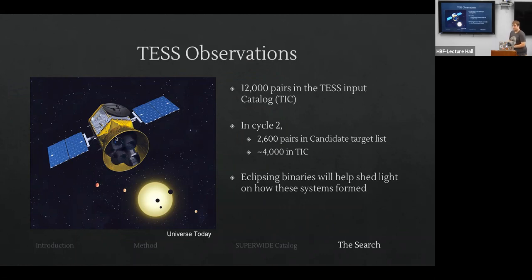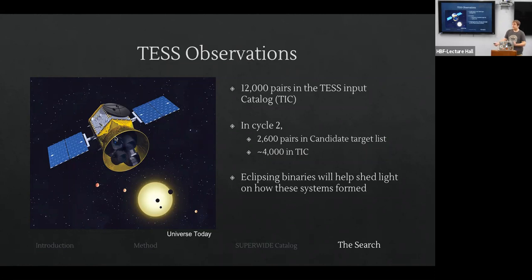Just from comparing my catalog to the TESS input catalog, there are about 12,000 pairs in it, and there are probably more than that in the full-frame images that I just haven't looked at yet. This was a previous slide from looking at something else. This is why cycle 2 is in here, with 2,600 in the target list. So we're going to have a lot of them with the high cadence stuff to test.